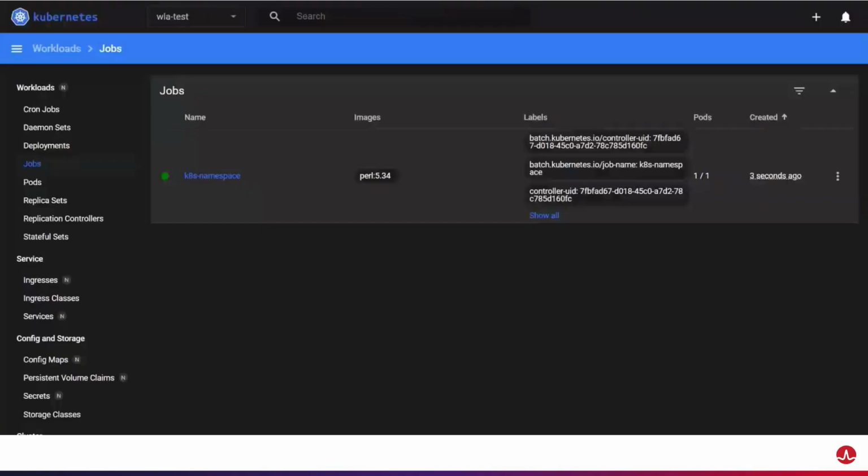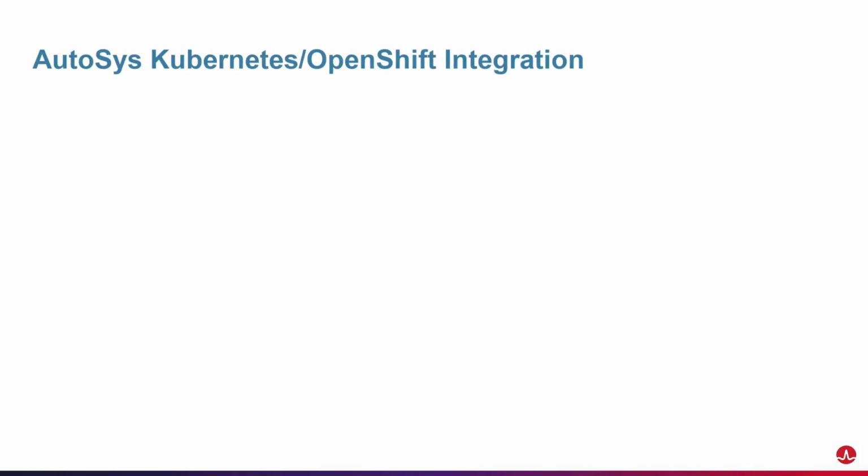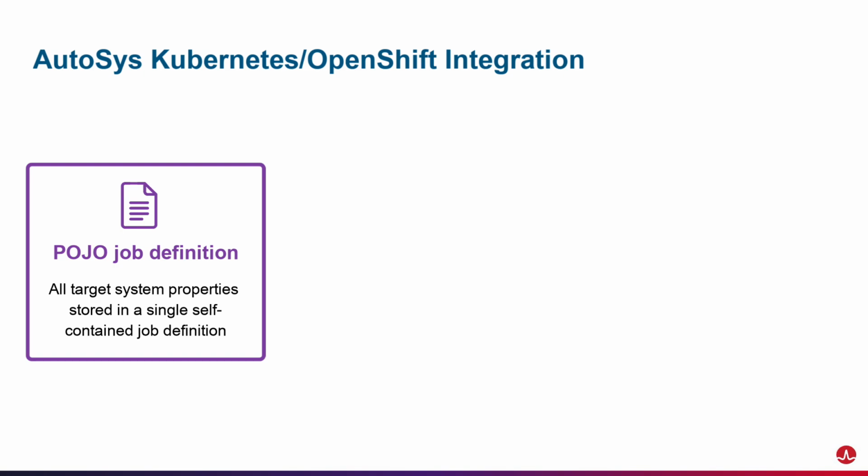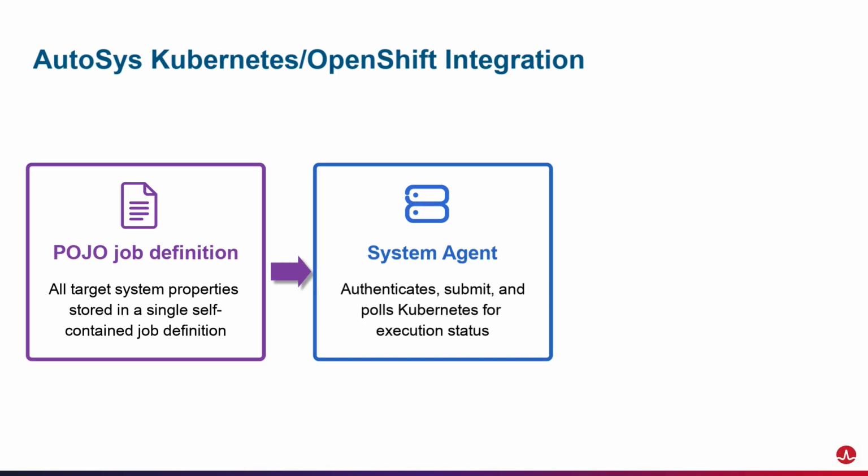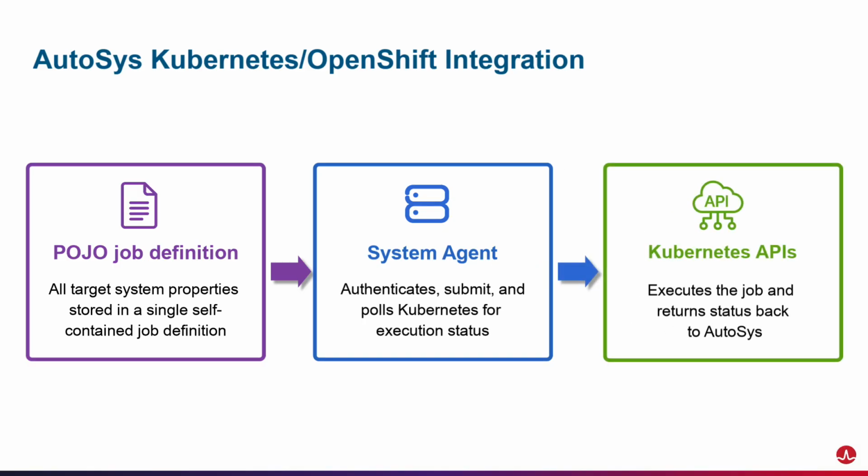That wraps up this introduction to the AutoSys Kubernetes integration. You've seen how AutoSys submits, monitors, and tracks Kubernetes jobs using a POJO job definition, the system agent as the integration layer, and the Kubernetes APIs for execution and status polling.